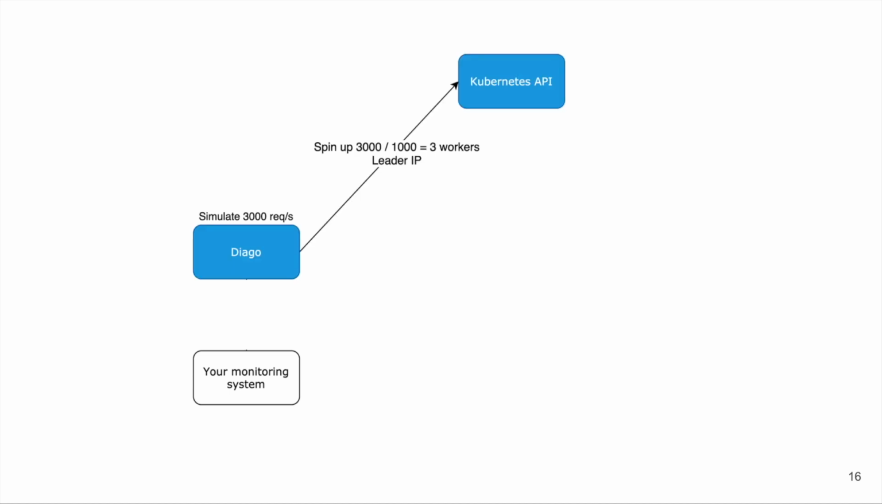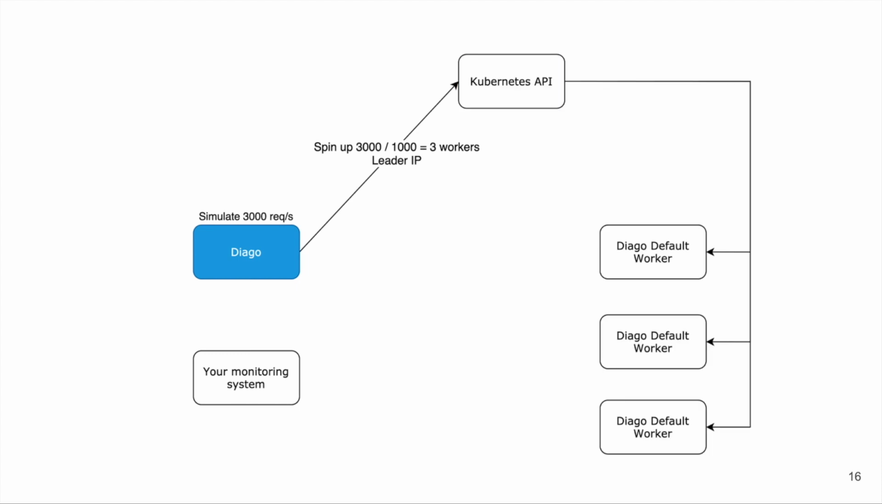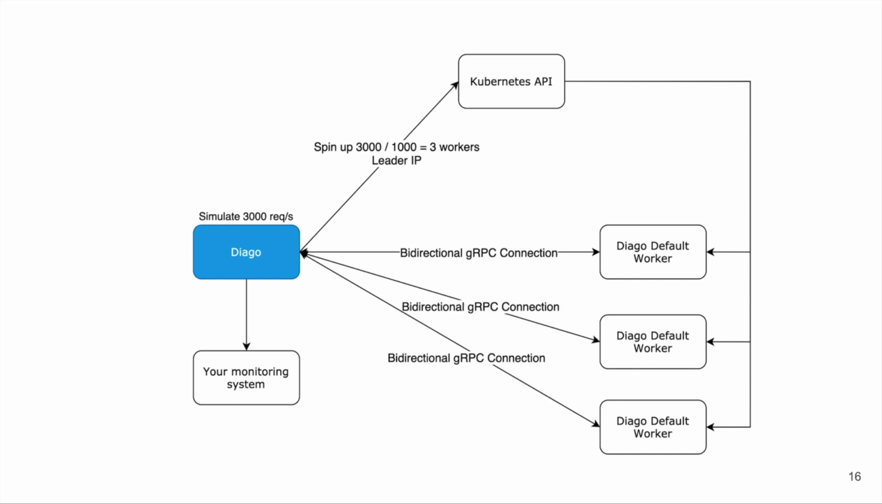Consider a load test with 3,000 requests per second. The first thing we do is talk to the Kubernetes API and spin up 3 workers, each with 1,000 requests per second frequency. Kubernetes will spin up these 3 different pods, each of which will first establish a bidirectional gRPC communication back with the leader. The cluster discovery comes out of the box with Kubernetes and Diago being able to specify a worker's configurations.